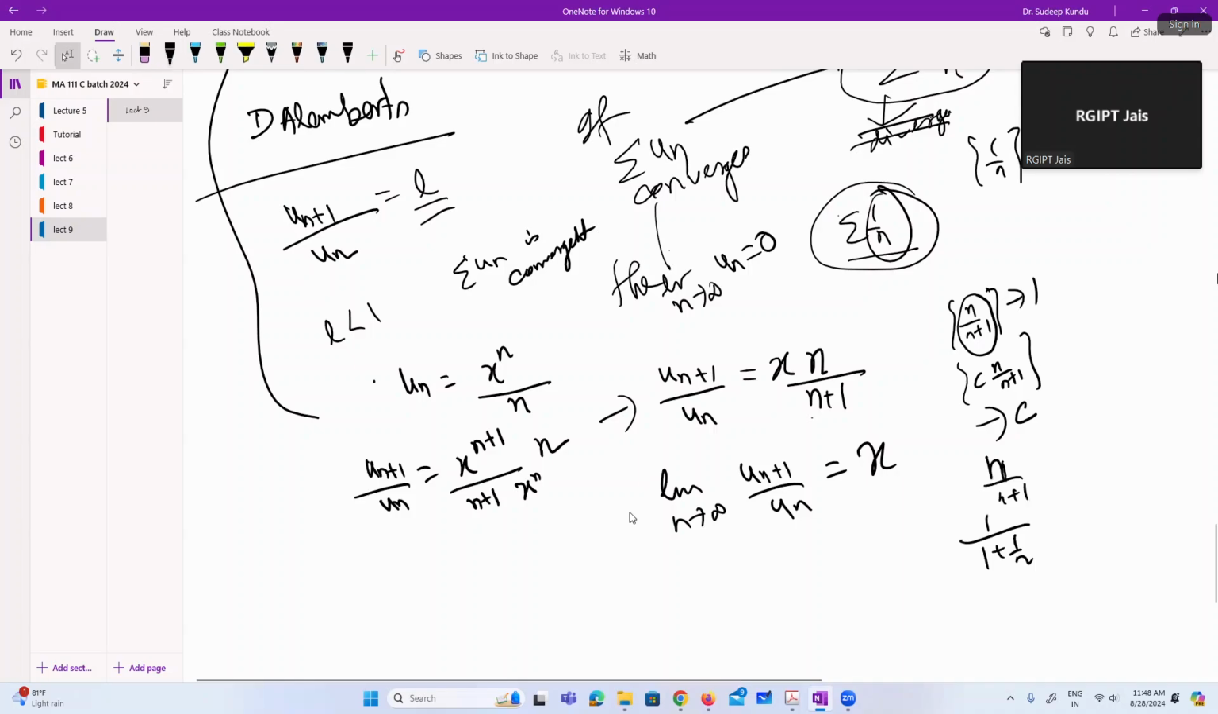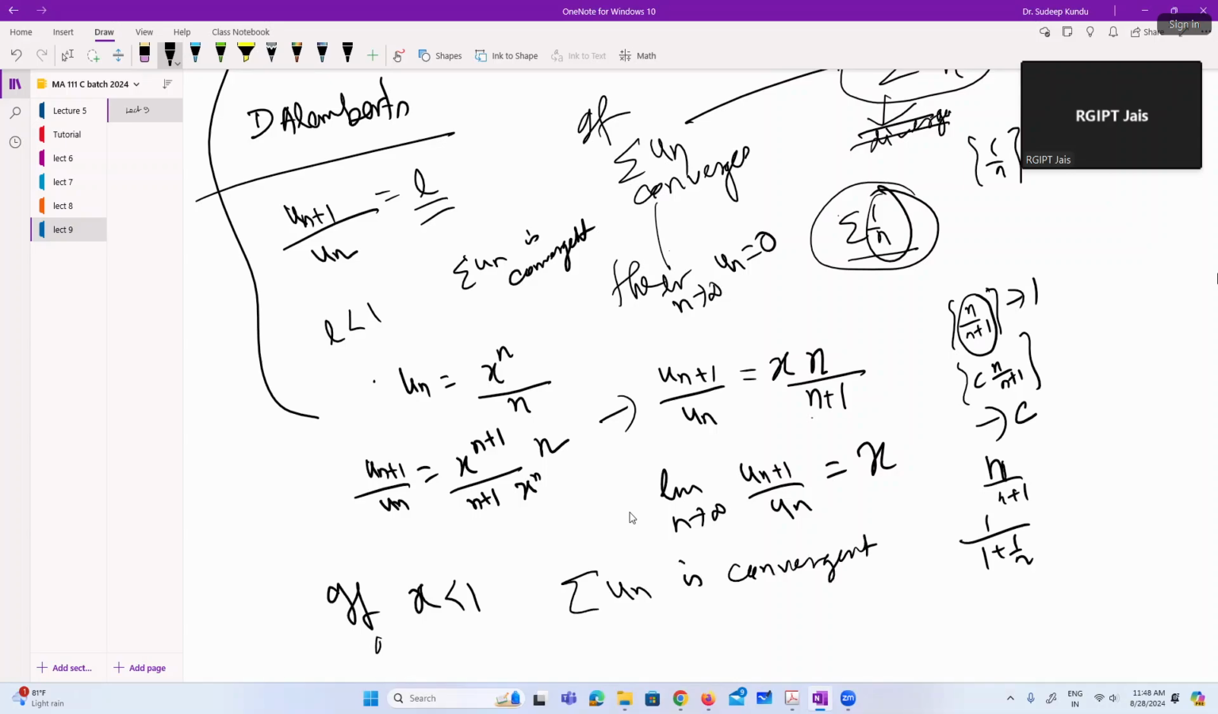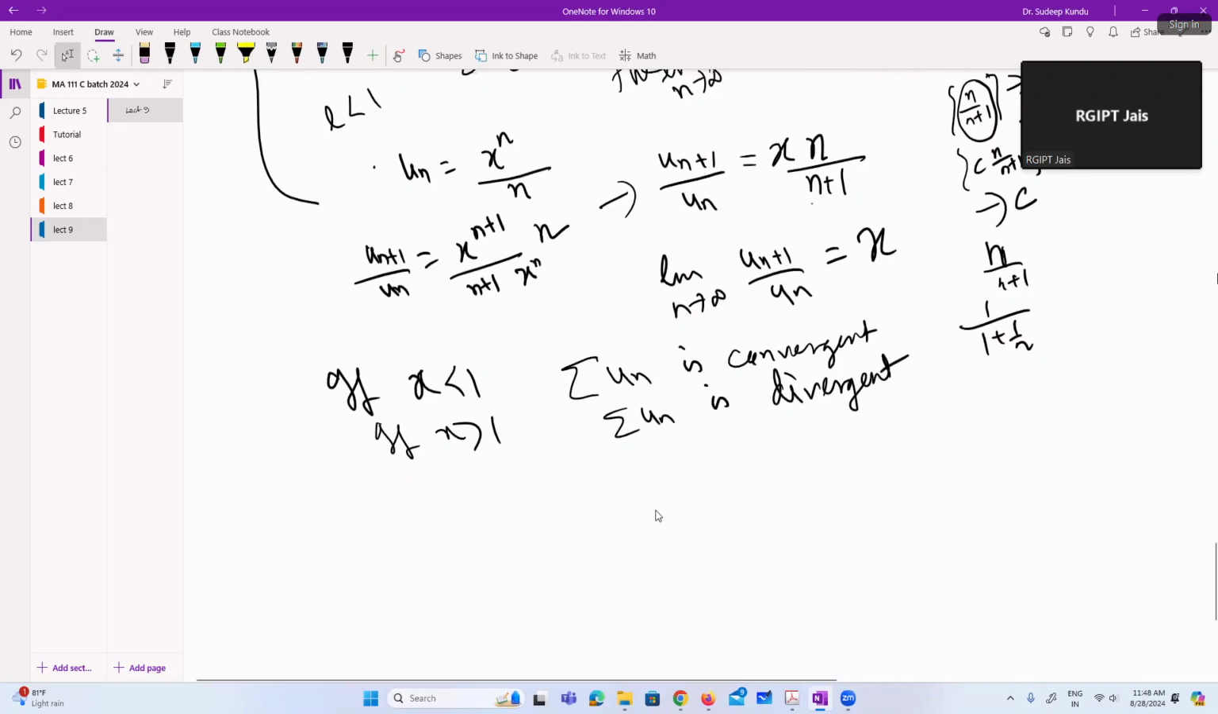So if x is less than 1, what will happen? Convergent. Then the series Un is convergent. If x is greater than 1, then Un is divergent. What about x equals to 1?